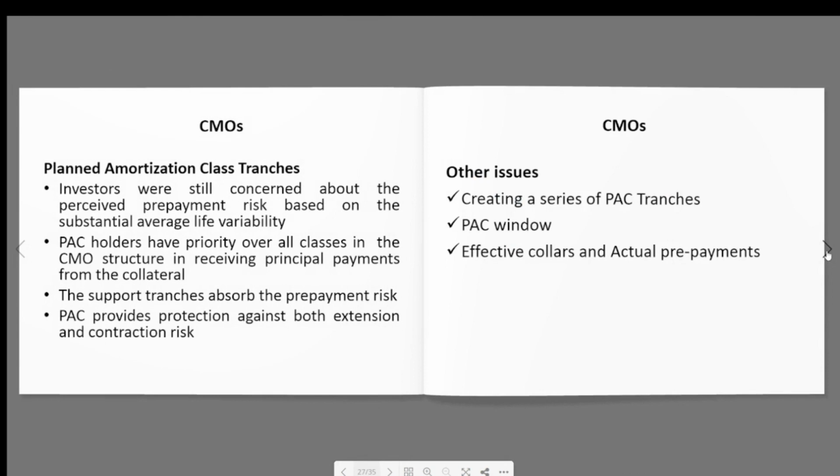Now let's look at planned amortization class tranches. Investors were still concerned about the perceived prepayment risk based on the substantial average life variability. PAC holders have priority over all classes in the CMO structure in receiving principal payments from the collateral. Support tranches absorb the prepayment risk. The PAC provides protection against both extension and contraction risk.